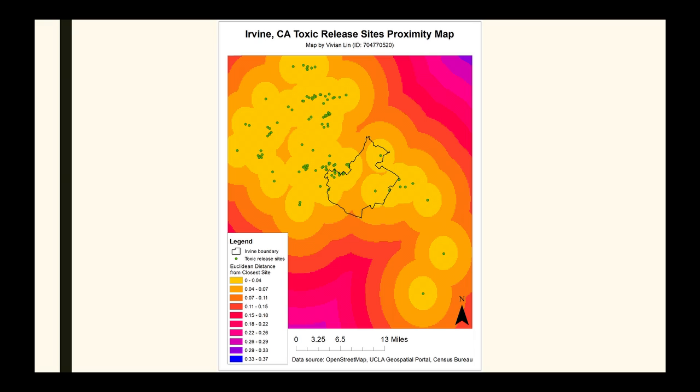Then I used the zonal statistics as table tool to produce the mean of the scores of each cell within the individual block groups and create a general score of the block. I joined the table with the block groups shapefile through GeoID to give the block groups an additional attribute field that indicates the score of proximity to toxic release sites.